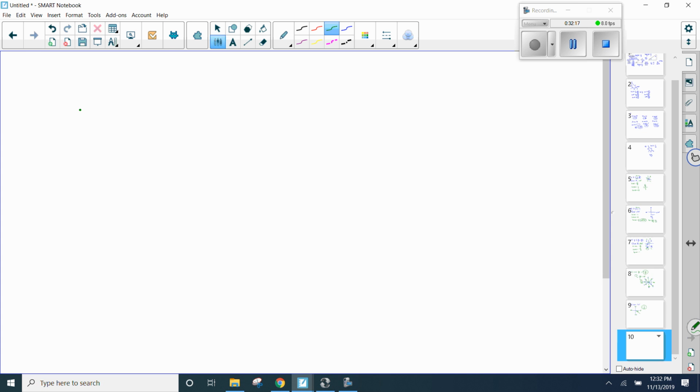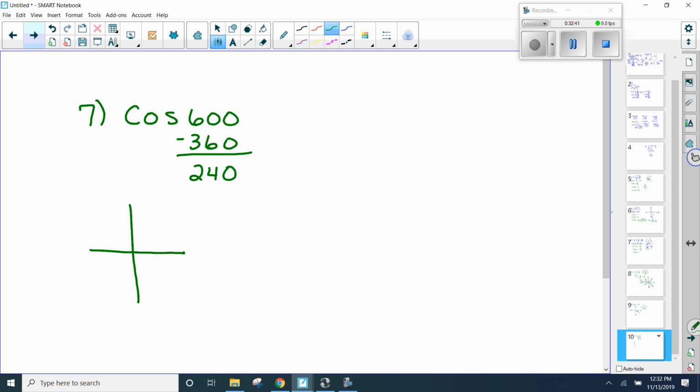Let's look at number 7. Oh, this is really good. Number 7 says the cosine of 600. So what do you do? Subtract 360. If you subtract 360, you are left with 240. Why do I need to know that? Well, because you go all the way around the circle.